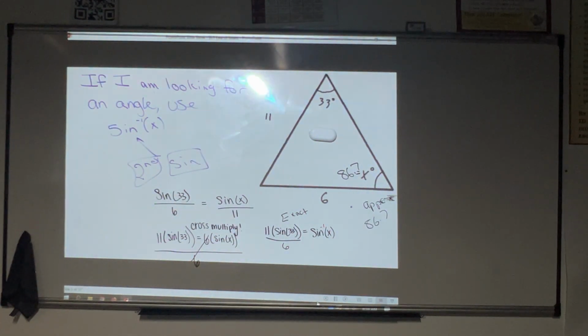Pretty good. Pretty good. Arjun, you look fine, but oh, you're not raising your hand. So this is the ambiguous case, where we can use the law of sines to find the entire triangle. I'm going to skip this part.